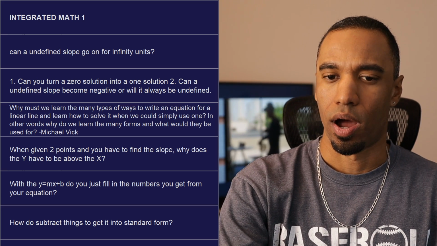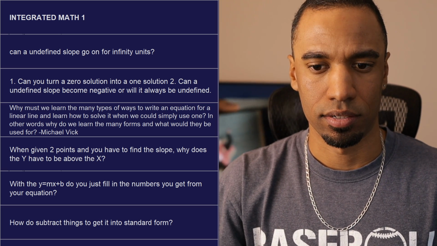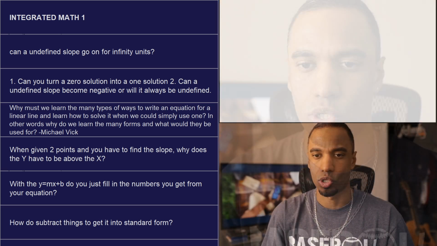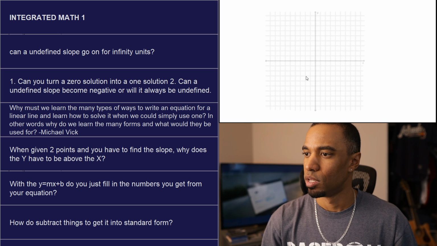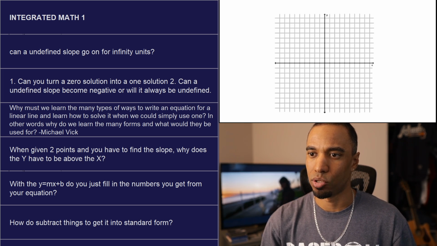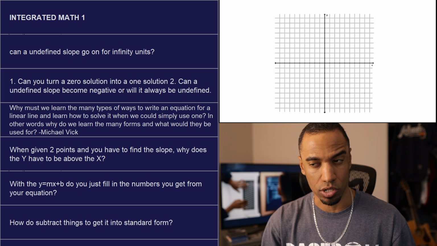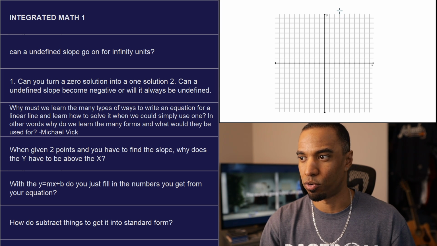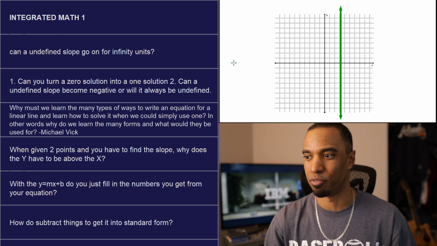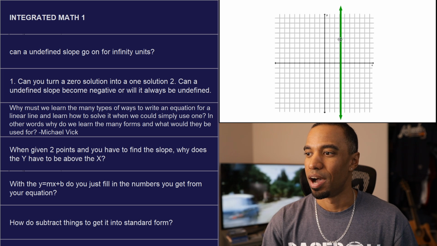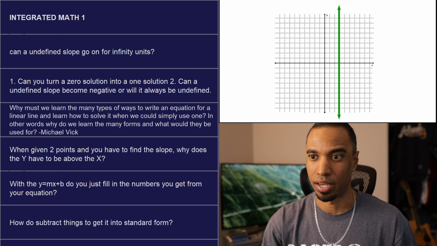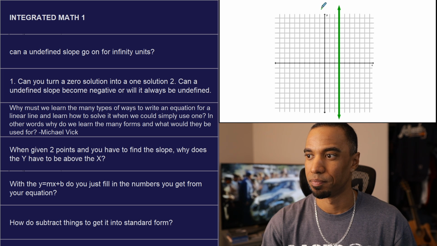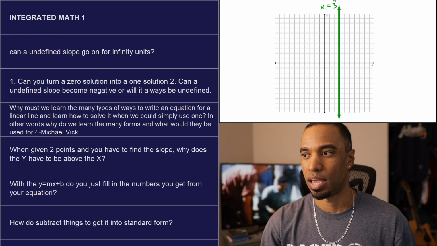Let me draw a vertical line, because undefined slope's a vertical line. I even have a graph here. Let me draw you a vertical line. Now, you don't know the equation of these yet, y equals mx plus b form, because it is not in y equals mx plus b form, because there's no slope. Say you have a vertical line at x equals 3. That's actually the equation of the line. The equation is x equals 3.